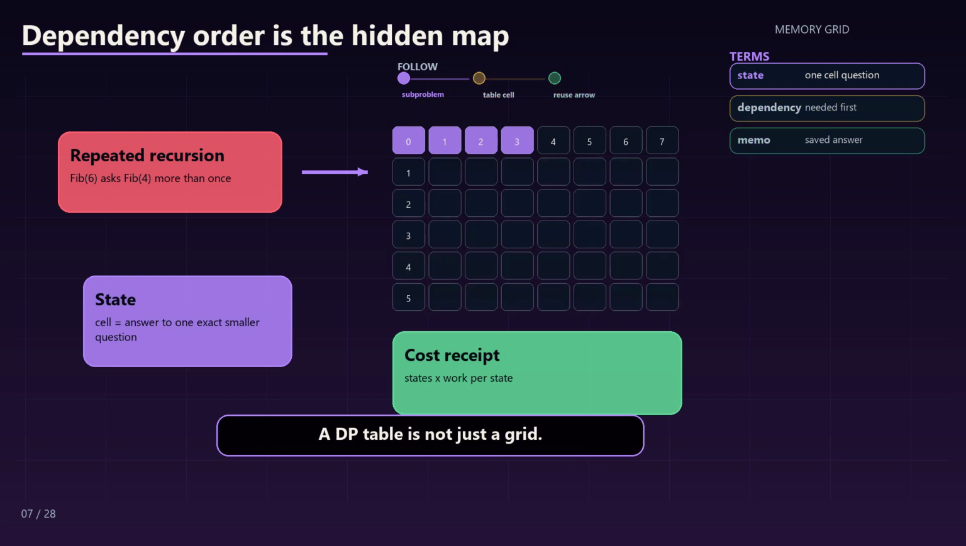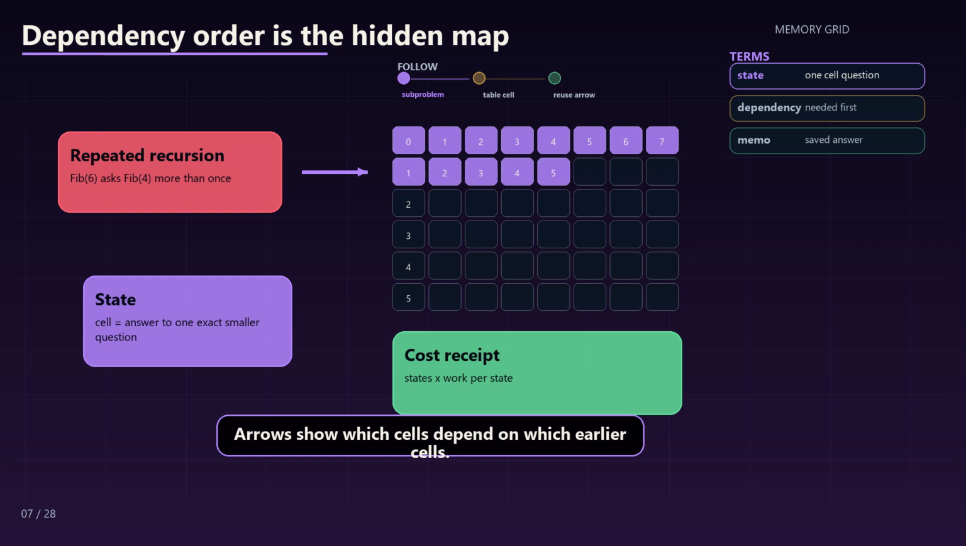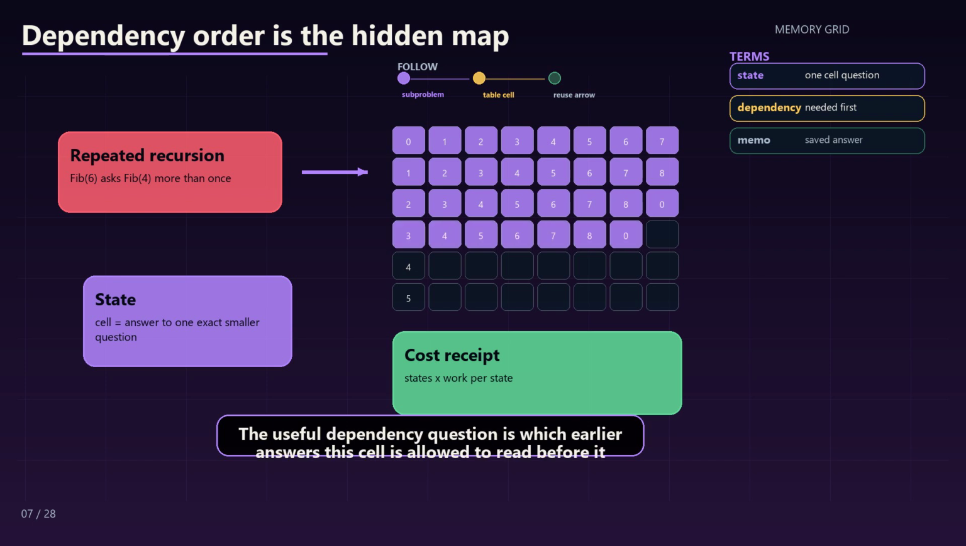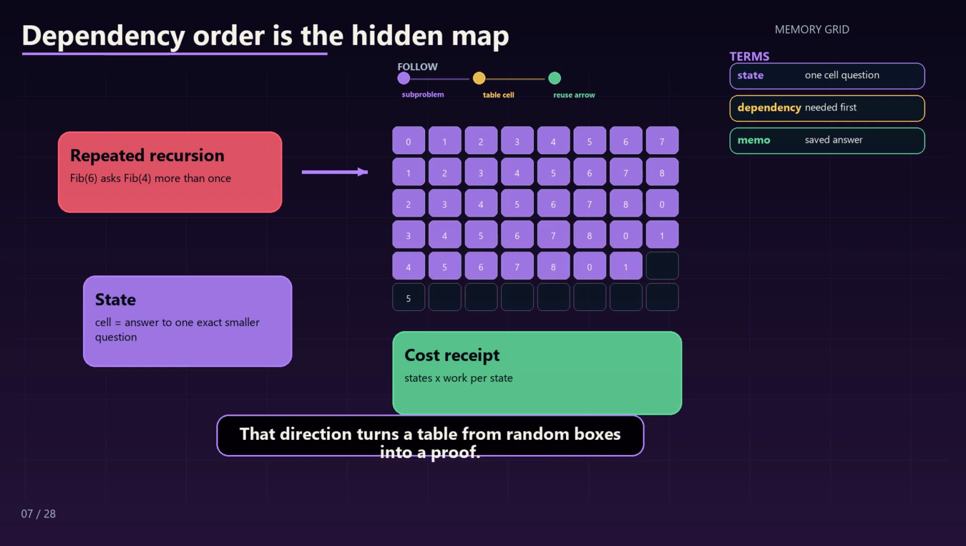A DP table is not just a grid. Arrows show which cells depend on which earlier cells. Fill the table against the arrows and the logic breaks. The useful dependency question is which earlier answers this cell is allowed to read before it writes its own value. That direction turns a table from random boxes into a proof.